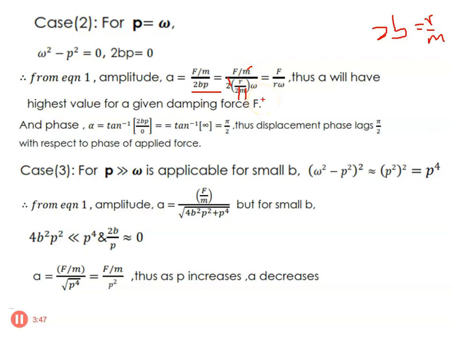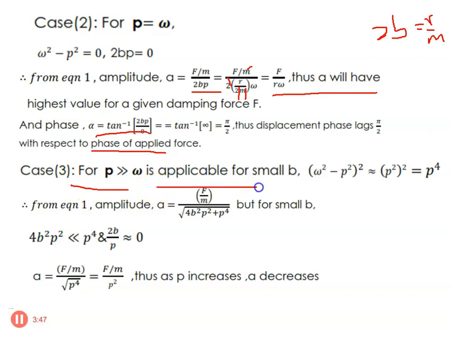So F by R omega. This is the highest amplitude at which the system oscillates. And regarding the phase, alpha is equal to tan inverse of 2bp by 0. Anything divided by 0 will be infinity, that is pi by 2. Thus, the displacement phase lags pi by 2 with respect to the phase of the applied force. This is the second part.